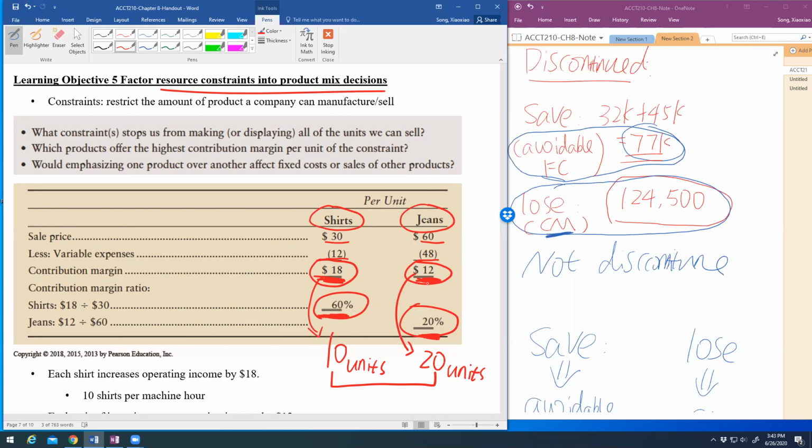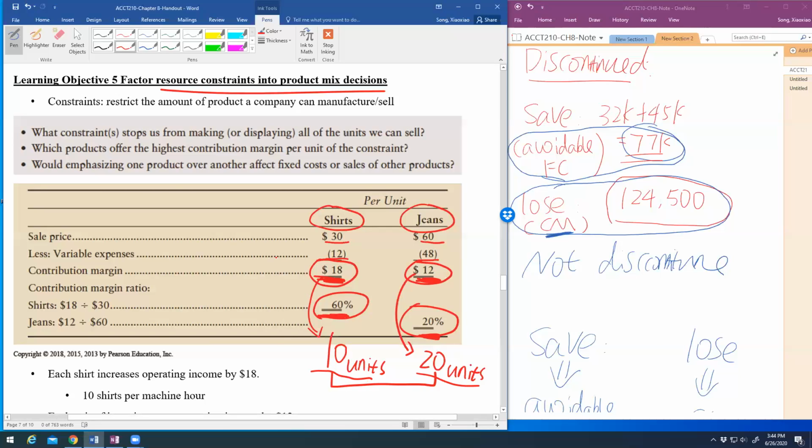You cannot let it run 24 hours per day, right? The longest time it can run is 24 hours. So totally you have 2,000 machine hours. That's all. You cannot have more machine hours than 2,000 hours. So for 1 hour, you produce 10 units of shirts, but you produce 20 units of the jeans. So which one should we focus on?